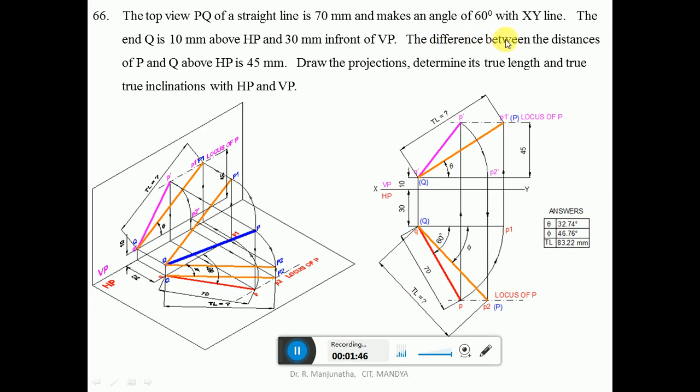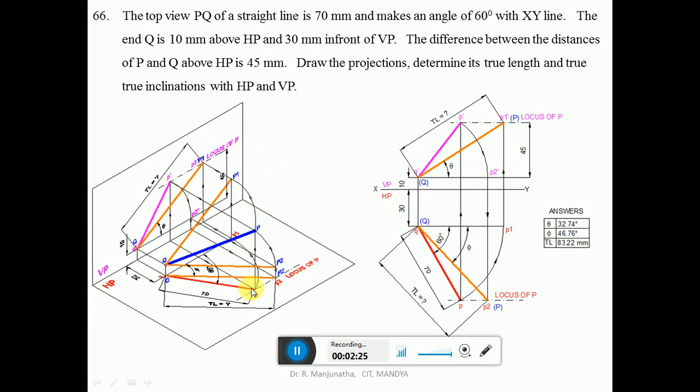Then he says the difference between the distances of P and Q above HP is 45 mm. So we know that the distance above HP is 10 mm. The difference in the distances means that from this line to this line the distance is 45 mm above HP. Usually we measure from the XY line, but here since he says the difference, you have to be careful. You should not take 45 from the XY line, but from the 10 mm above HP line. Take the distance of 45 mm and draw a horizontal dash-dot line, which is going to be the locus of P in the front view.